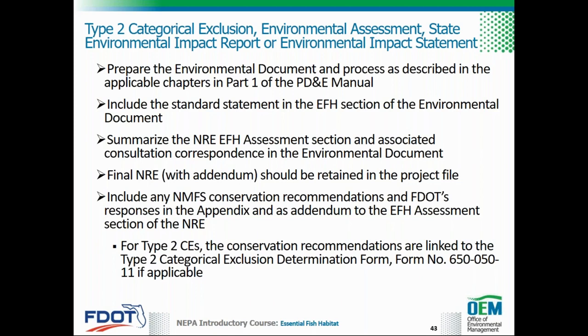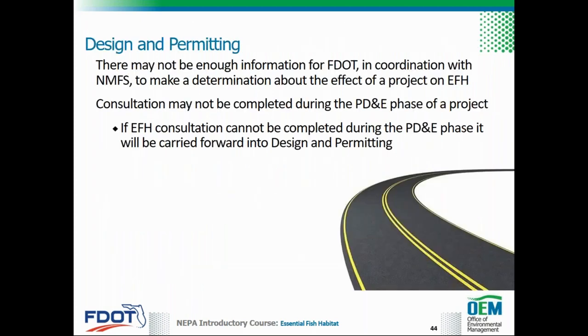Any NMFS conservation recommendations, as well as FDOT's responses, are included in the appendix and made an addendum to the EFH assessment section of the NRE. For Type 2 CEs, these are linked to the Type 2 categorical exclusion determination form in SWEPT if applicable. There may not be enough information for FDOT, in coordination with NMFS, to make a determination about the effect of a project on EFH. Consequently, consultation may not be completed during the PD&E phase of a project. If EFH consultation cannot be completed during the PD&E phase, it will be carried forward into design and permitting.